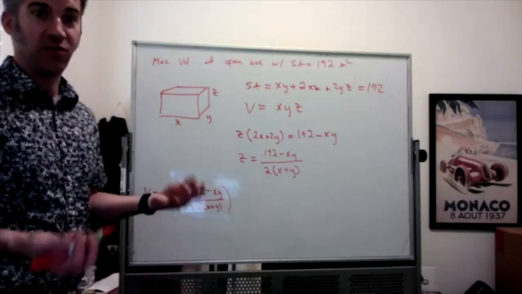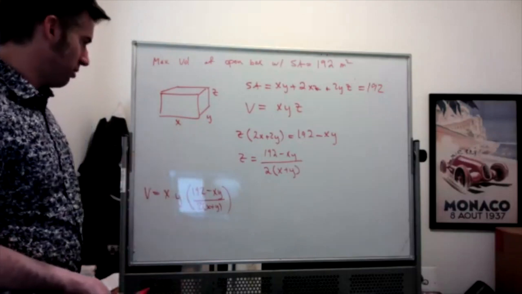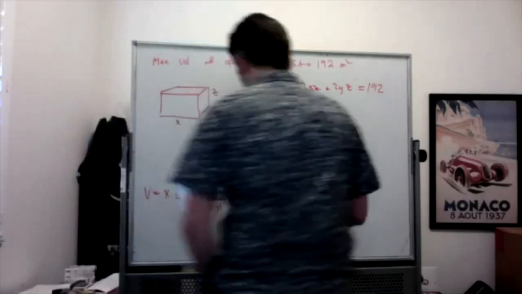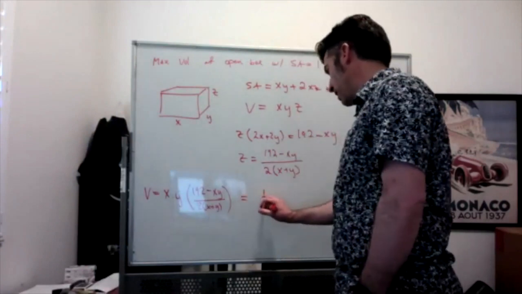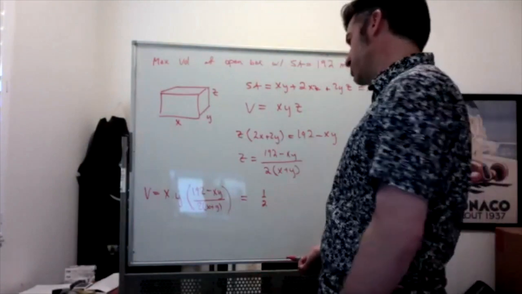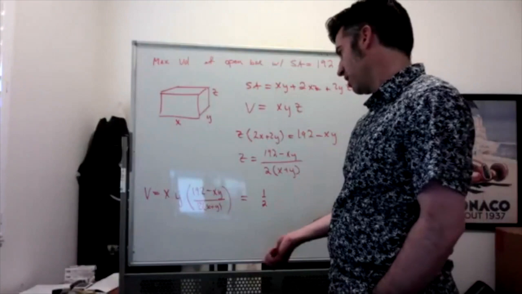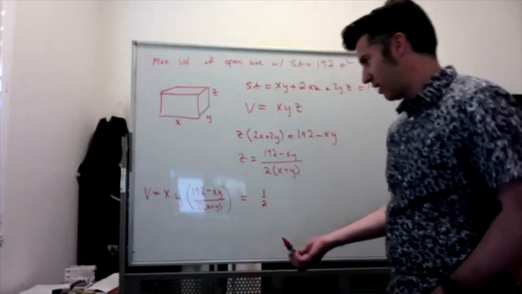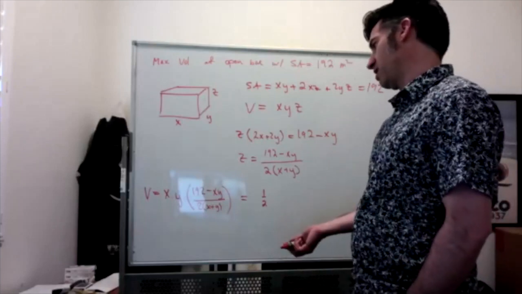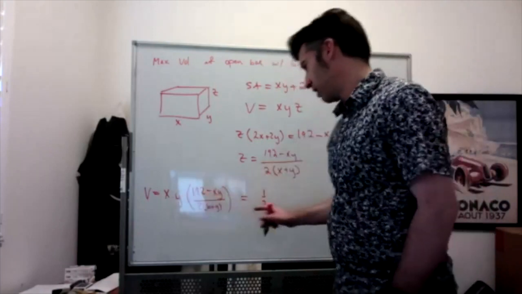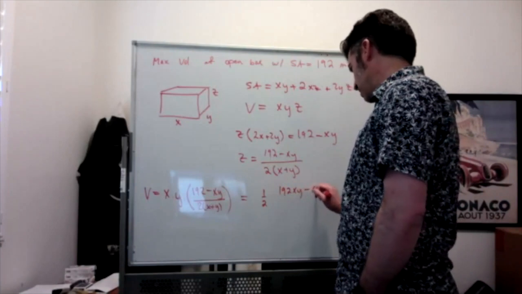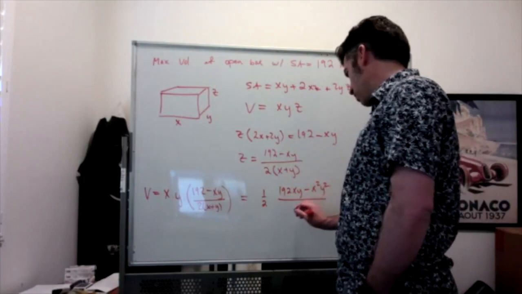Same process, just worse functions. So let's take the partial. Okay, so here's what I would suggest doing. I would suggest rewriting this as 1/2 times, I think I'm going to distribute the xy. I know I did this problem with someone else one time, and I feel like it wasn't quite as, no, I guess it's going to be really, really gross. So I'm going to have 192xy minus x squared y squared over x plus y.